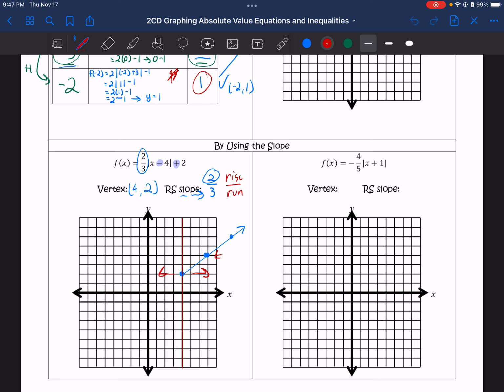left for our left-hand side. So we're going to go up 2, 1, 2. But instead of going right, we're going to go 3 to the left, 1, 2, 3. Giving us a point right here at (-4, 1). So we go up 2, left 3. We're going to go up 2 again, left 3. Up 2 again, left 3. And now we can draw our left side.